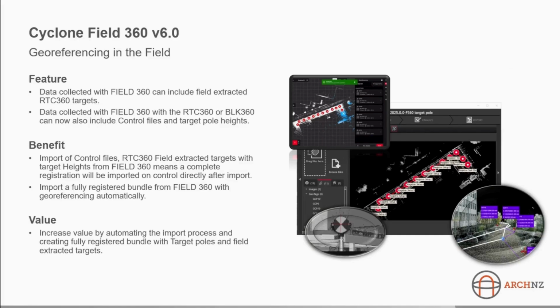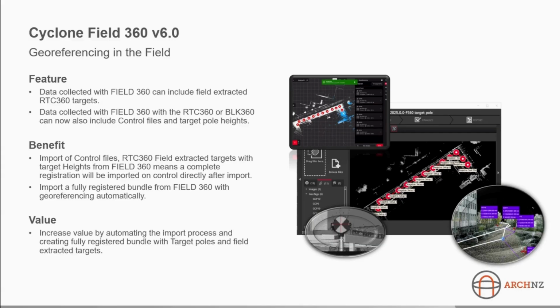So today I'm just going to focus on this georeferencing and target picking feature in the app, because I think this brings the most value to our customers. So now using Field 360, whether you're using an RTC or a BLK 360, you can now pick targets in the field, extract the vertices, and then even take it one step further, importing a control file and registering and georeferencing to that control file and get some error reporting all in the field.